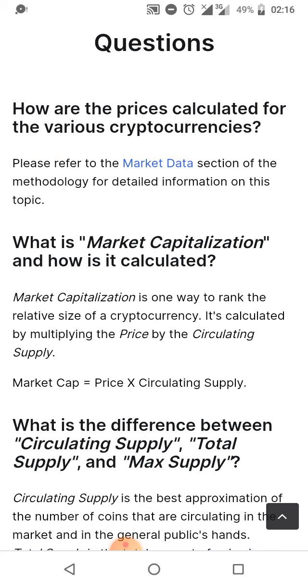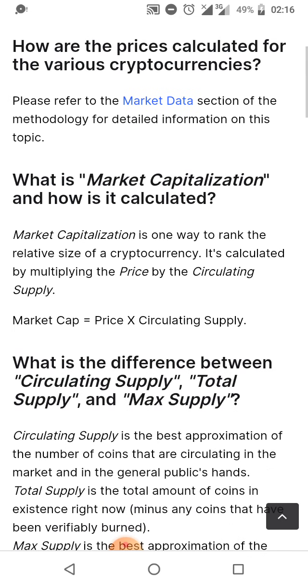Then the next question is, what is market capitalization and how is it calculated? Market capitalization is one way to rank the relative size of a cryptocurrency. It is calculated by multiplying the price by the circulating supply. So market capitalization equals price times circulating supply. To know the market capitalization of a particular cryptocurrency, you need to check the amount of tokens in supply and the price that is being given. That's how you get the market cap.